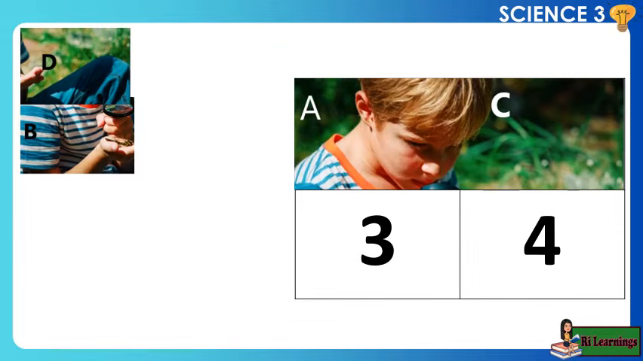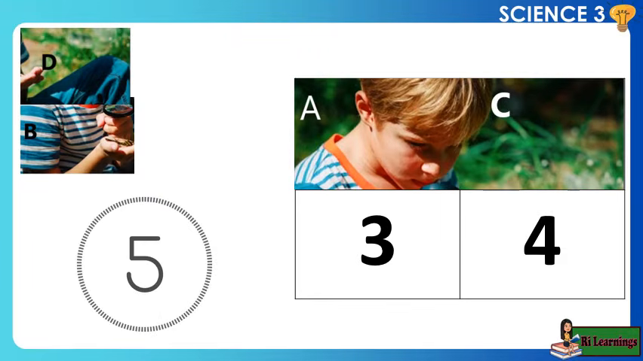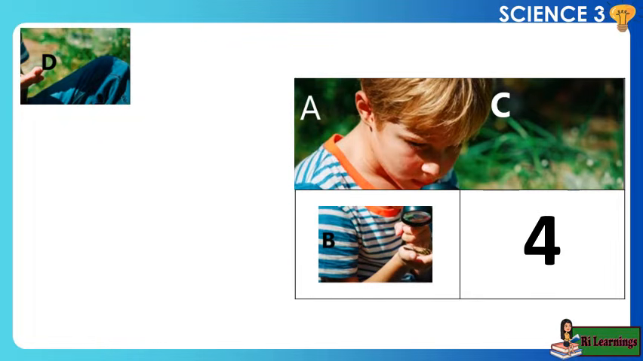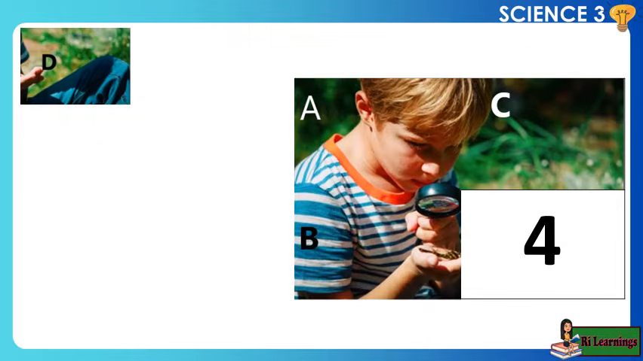Look at the puzzle pieces. Which piece goes to number 3? B. Letter D goes to number 4.